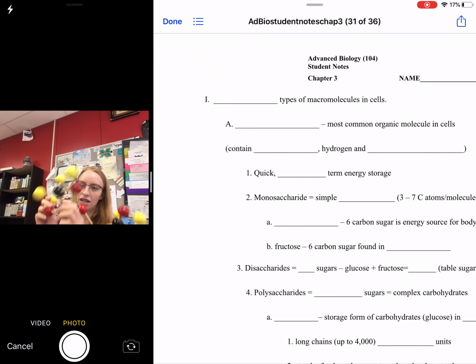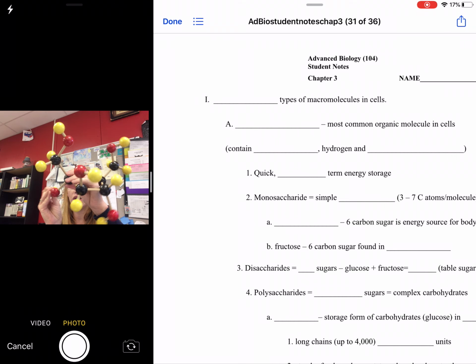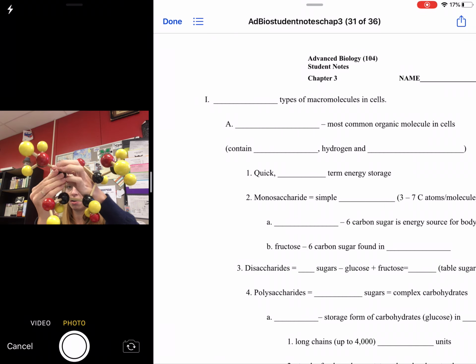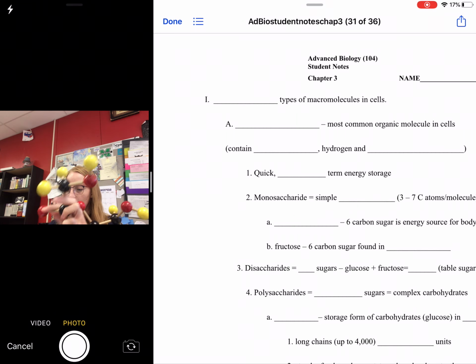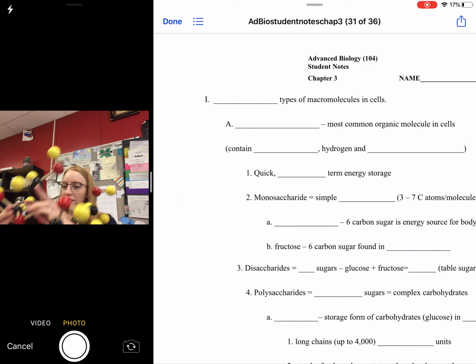So it actually doesn't come off the branched one, it comes off the one just to the left of the ring, or of the oxygen in the ring. So the hydrogen would come off of this oxygen. No, it really probably doesn't matter to you guys, but I don't want to post something that's scientifically inaccurate.